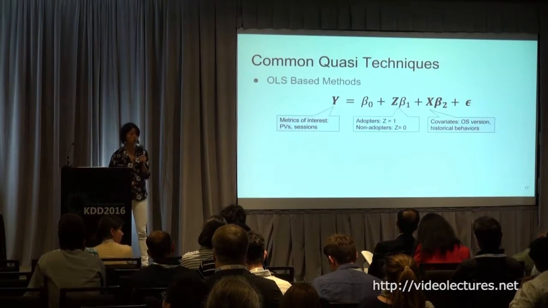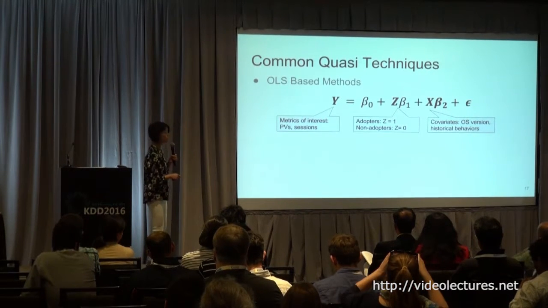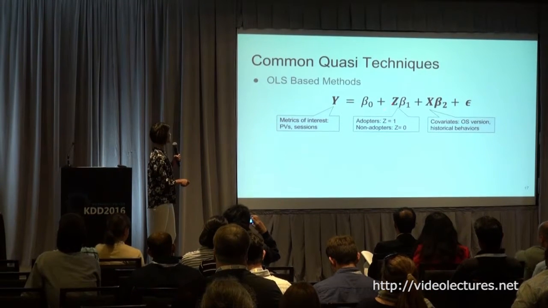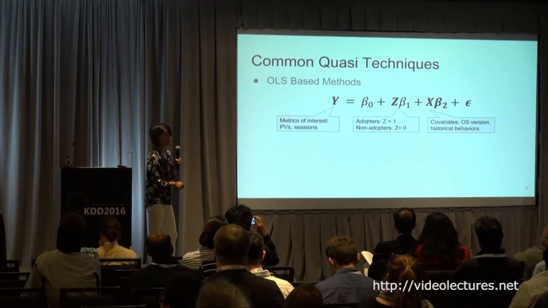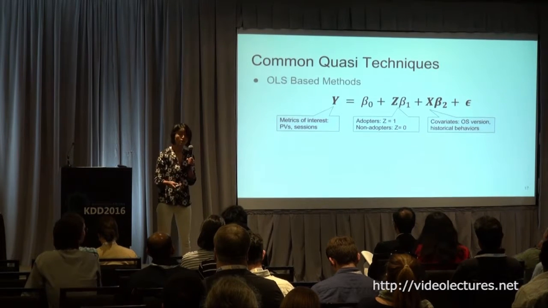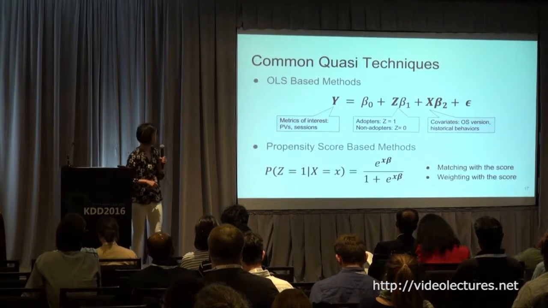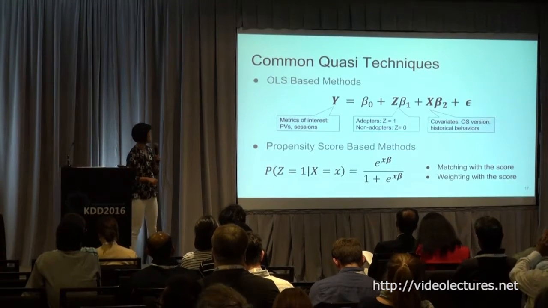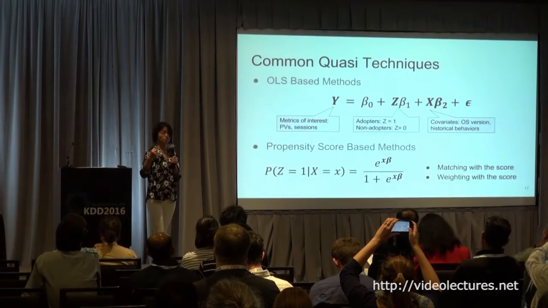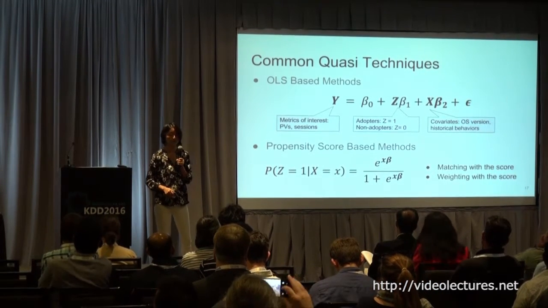The common quasi-experimental techniques: the first one is building a linear regression on a metric of my interest. This could be sessions per user in Xiaoling's example. So I regress it against whether you adopted or not, together with a lot of covariates. Covariates could be historical adoption, OS versions, etc. Another very commonly used technique is propensity score matching. You build a logistic regression, and then you use the score either with matching, or as weights in the comparison.